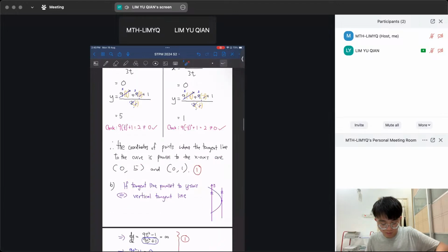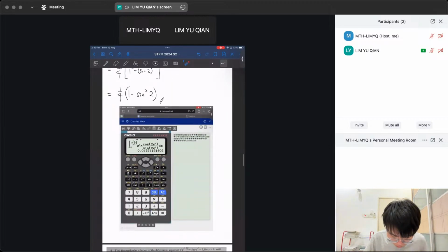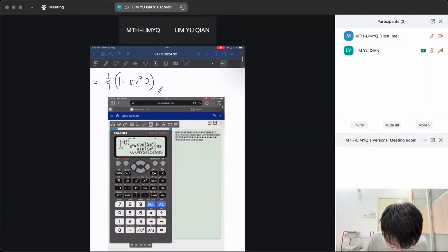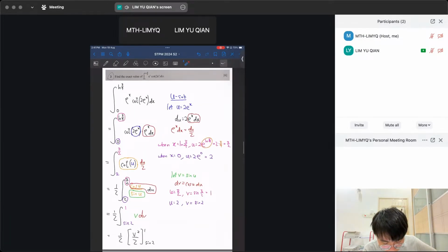Okay, no problem. Wait, this one, let me check one more time. What's the problem? Did we put something wrongly? 2 e to the x, e to the x times 2 e to the x, cotangent, cos over sine. 1 minus sine 2 square divided by 4. Yeah, the value is not the same. Let's try one more time.